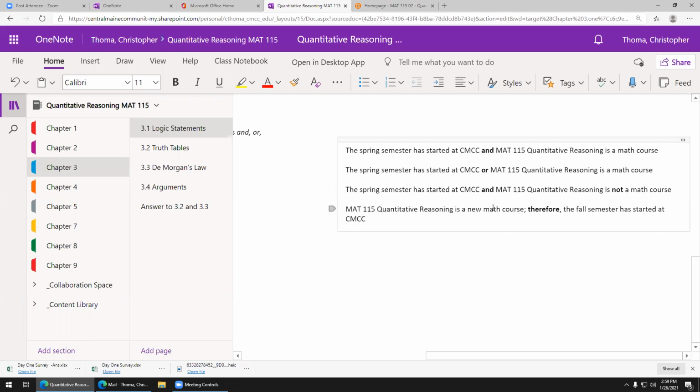All right, so the if-then statement. Math 115 Quantitative Reasoning is a math course. Therefore, the spring semester has started. So there's the implies. Therefore, then, if-then, those are all implies statements. This leads to that. That is kind of what implies means. So find the grammatical word that means implies, and make sure you write a good grammatical sentence.